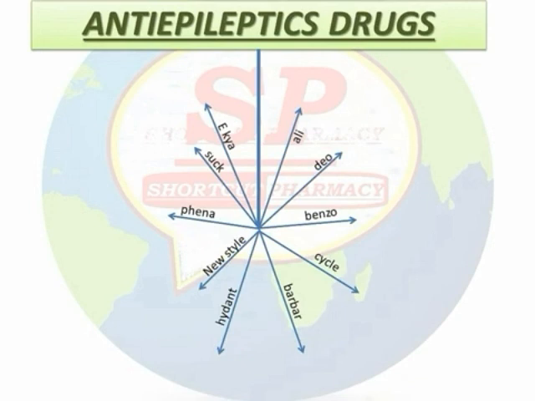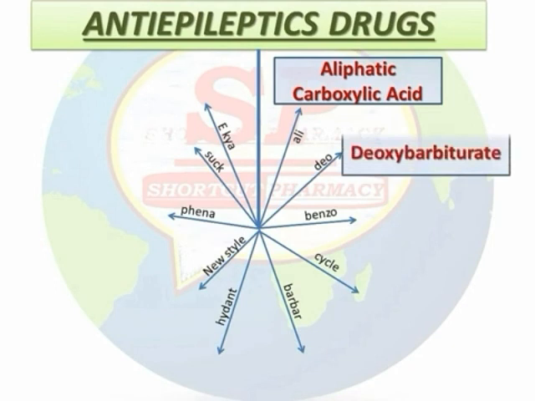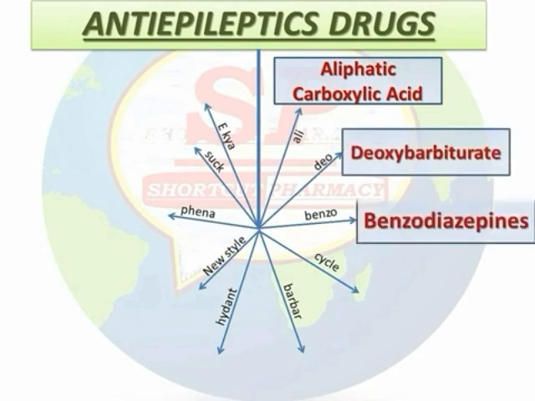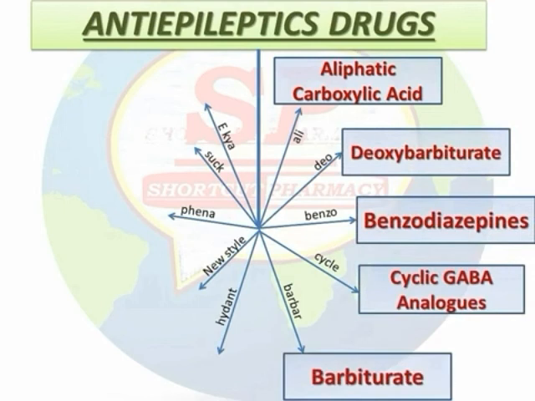Then the next one is myoclonic seizures. The first drug of choice in myoclonic seizures is sodium valproate, and the alternative drug used is clonazepam. The next one is febrile seizures, and the first drug of choice is rectal diazepam. The next one is status epilepticus, and the first drug of choice is intravenous diazepam.